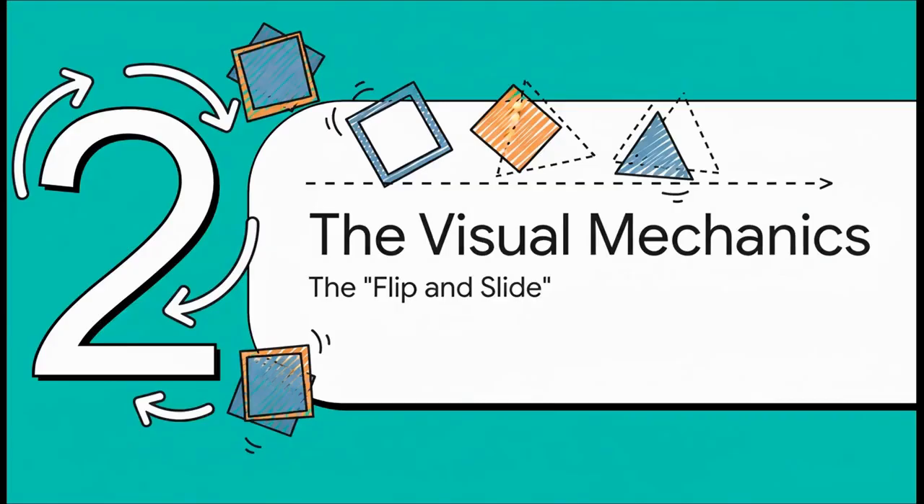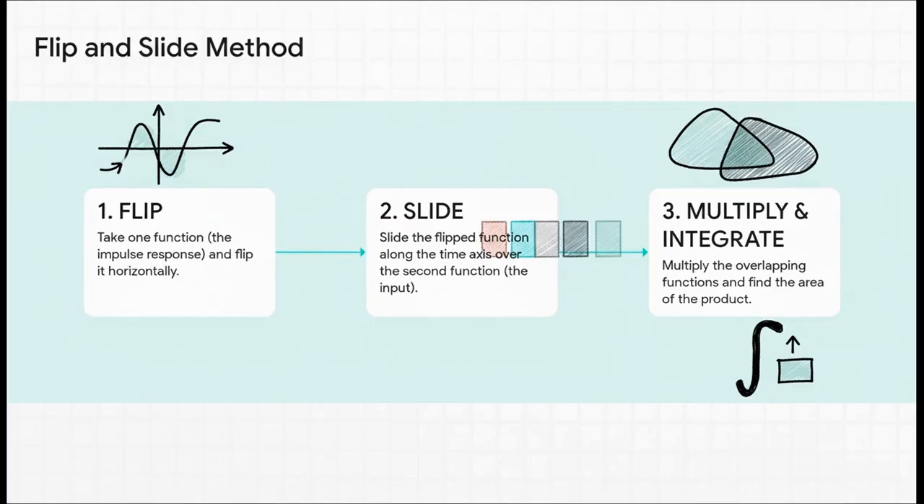Okay, so that's the what. But what about the how? How does this actually look? Let's get a visual for the operation itself. And this is where that great old German word, Faltung, folding, is going to click. The method people use to visualize this is called the flip and slide. It sounds simple, and it kind of is.